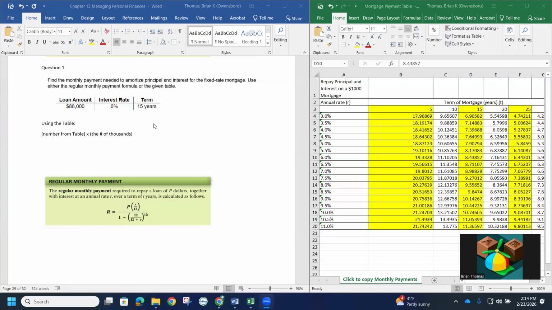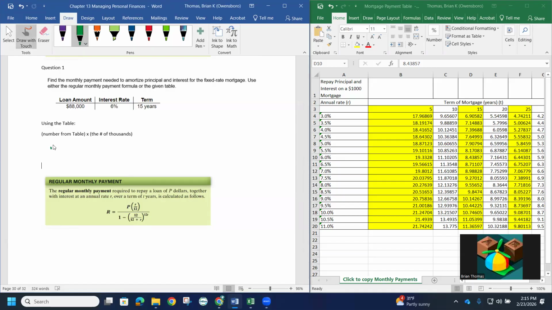To find the number in the table, again, you have one in your example. It looks something like this one. Notice how we're doing a 6% rate. So I need to find where the interest rate is 6%, and the loan term is 15. So 15 and 6%, it looks like we're here. So the number I need is 8.43857. I've identified that number, so I write that down.